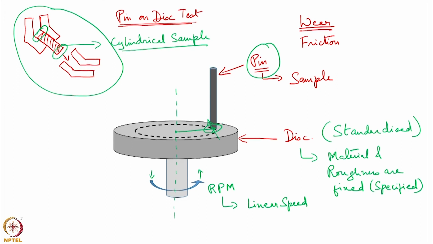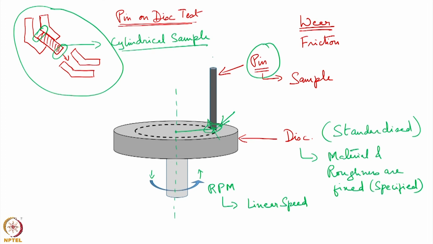So, at this location, which I have encircled here, where the pin comes in contact with the disc, you have a certain speed. So that is something that we can define. We can say that the pin is being subjected to so many meters per second speed. We also specify, as part of the test, so that is one part of the test.